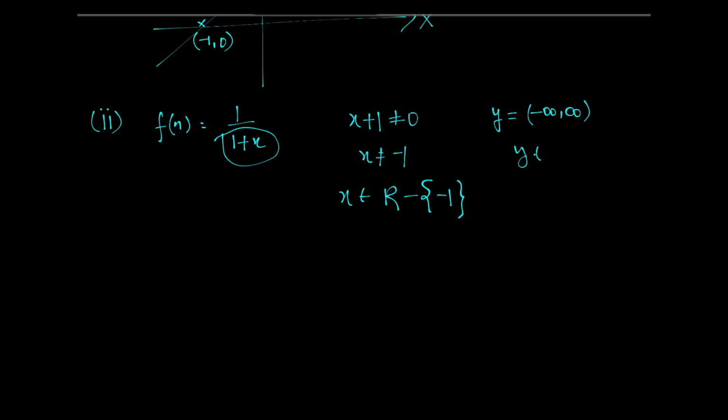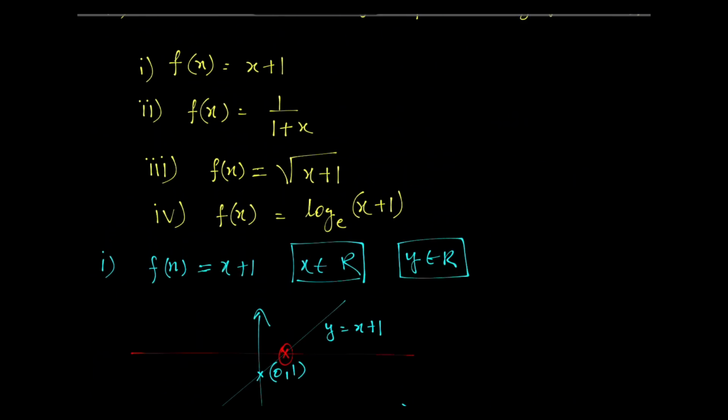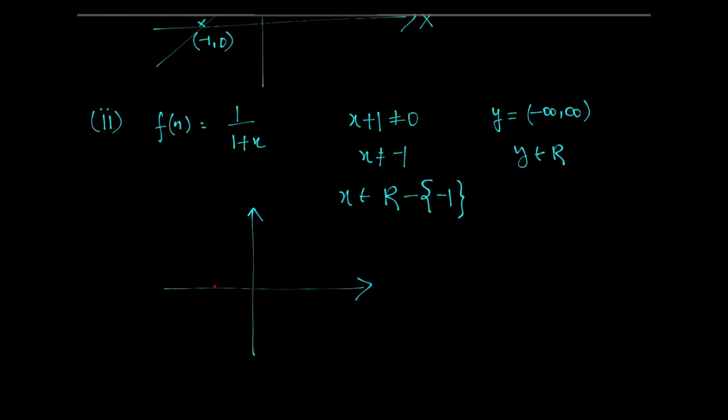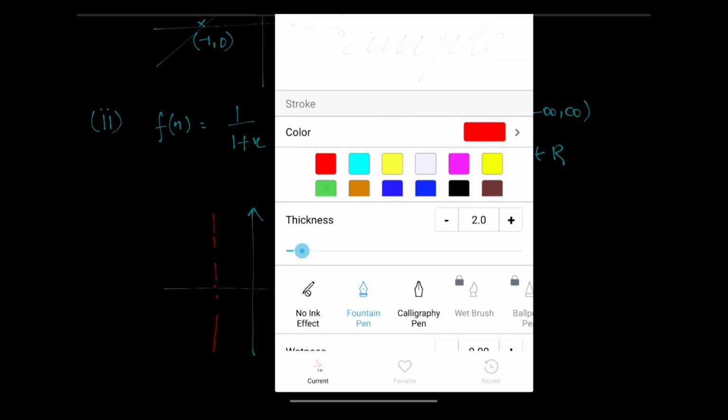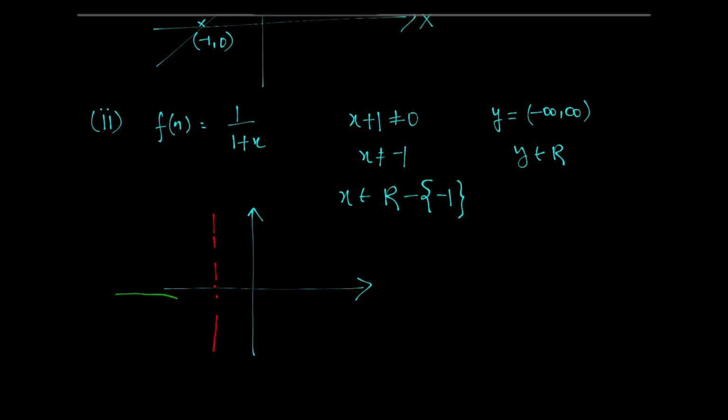It is in overall real numbers. Let's look into the graph of 1 divided by 1 plus x. At x equal to minus 1, the function is not defined, right? At x equal to minus 1, the function is not defined. Wherever the function is not defined, the curve comes out like this, and the equation goes like this.